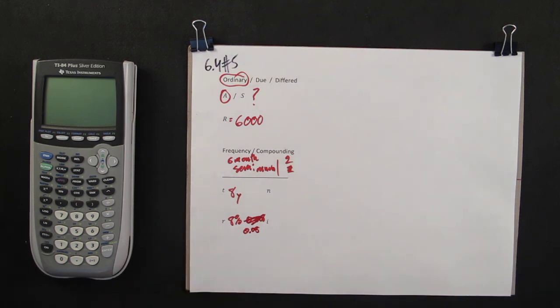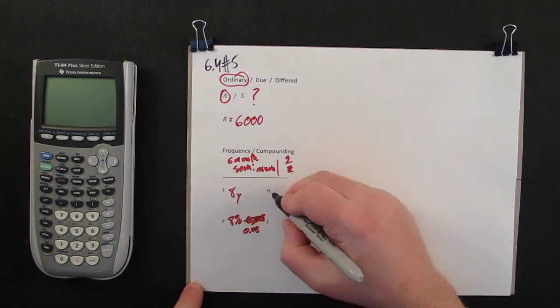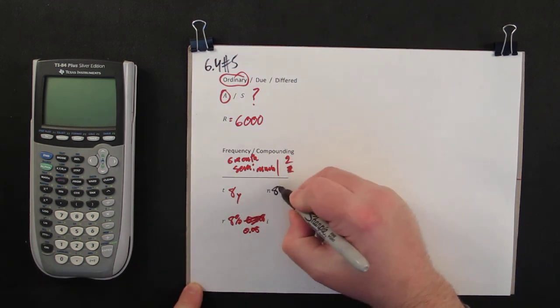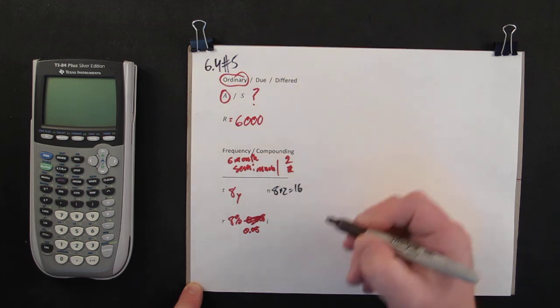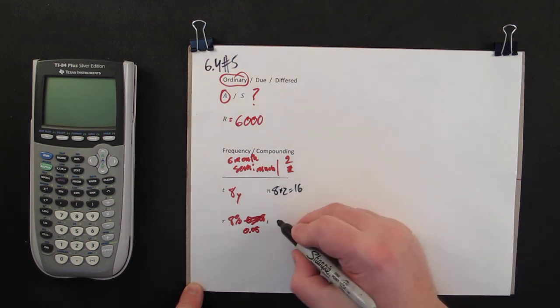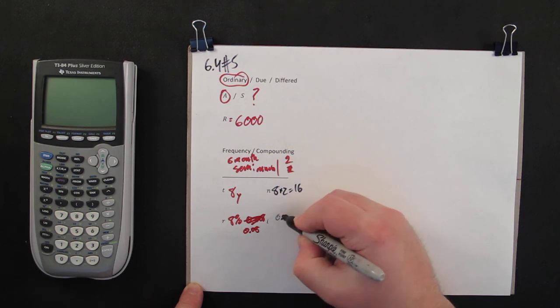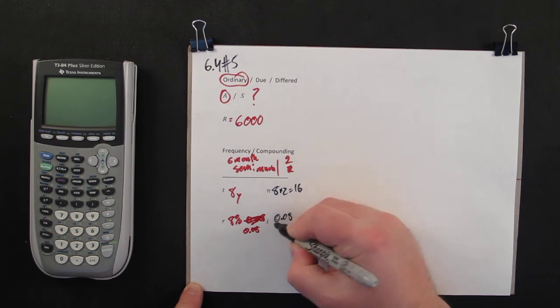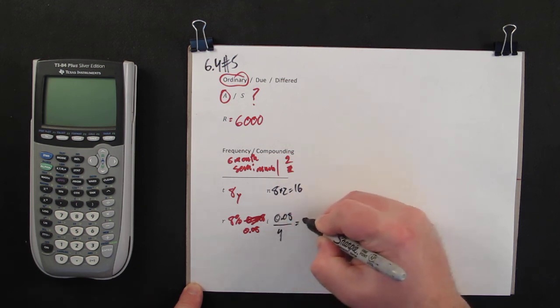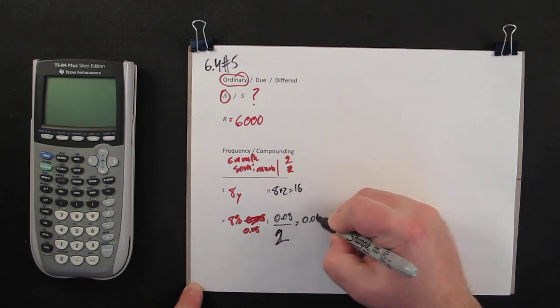And now we need to compute some values. So first, what's our n here? Well, that's 8 times 2, so we have 16 periods. And what's the interest per period? That's 0.08 divided by 2 to give a 0.04.